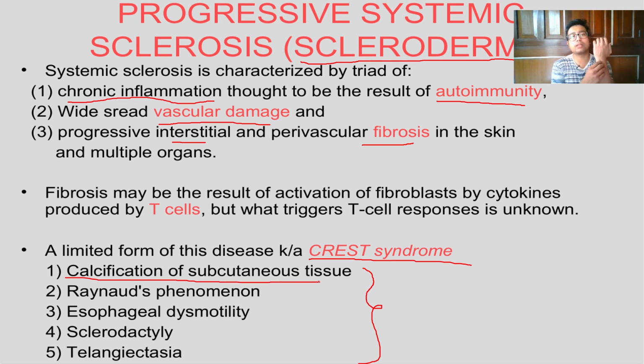Alright, so subcutaneous tissue becomes hardened. It is followed by Raynaud's phenomenon. Raynaud's phenomenon is a feeling of numbness all over the palm. Very painful, and it's extremely sensitive to temperature. A bit colder temperature will immediately lead to frostbite. Esophageal dysmotility, the patient cannot swallow food.